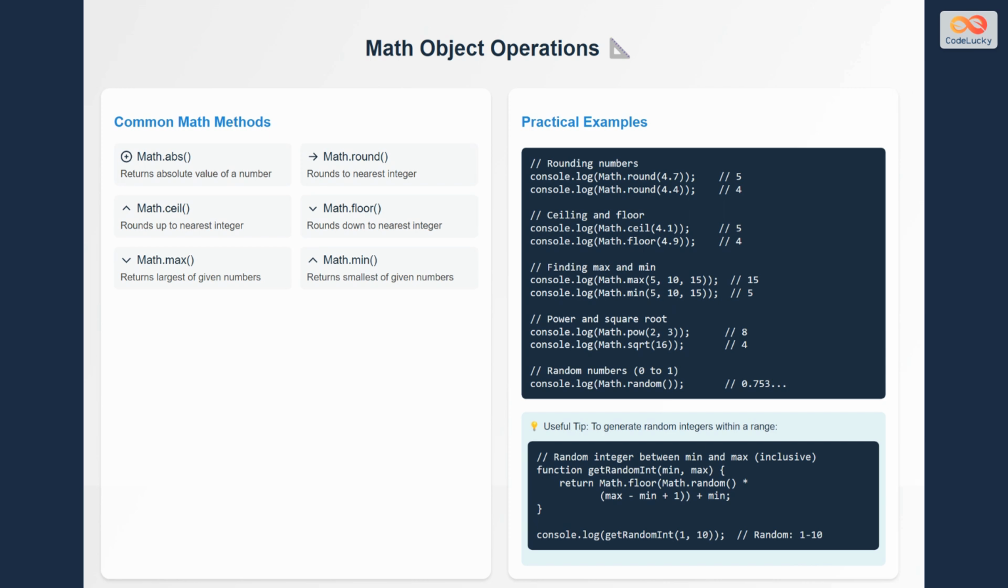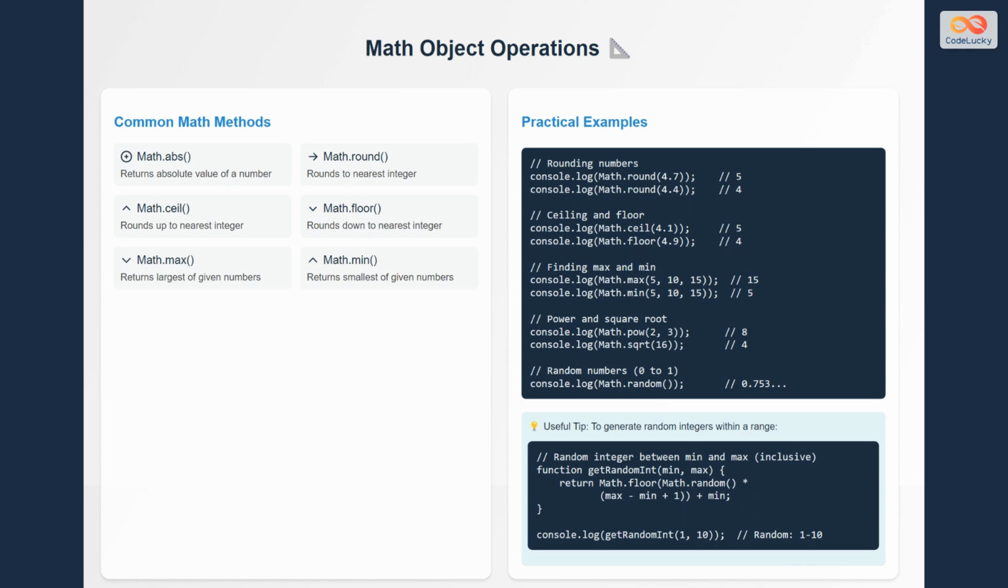Let's explore the Math object in JavaScript. This built-in object provides many useful methods for performing mathematical tasks. Here are some common ones. The Math.abs method returns the absolute value of a number. For example, the absolute value of -5 is 5 and the absolute value of 5 is also 5.